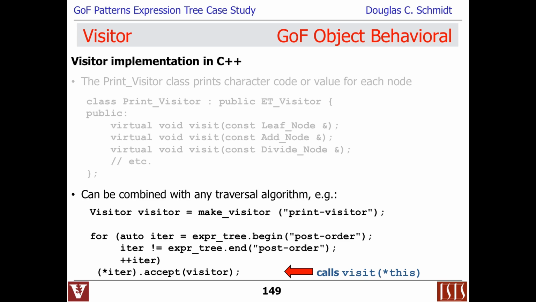Even if you declared this visitor as just a visitor, not a print visitor, or anything along those lines, then how is the compiler able to determine the correct set method to call? Oh, great question.